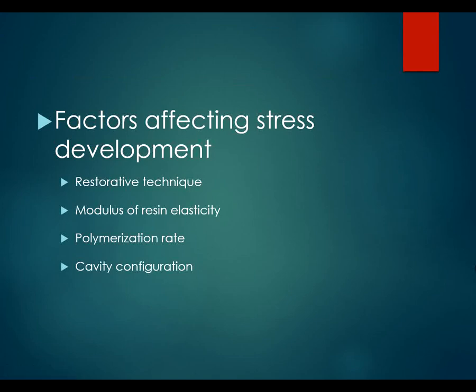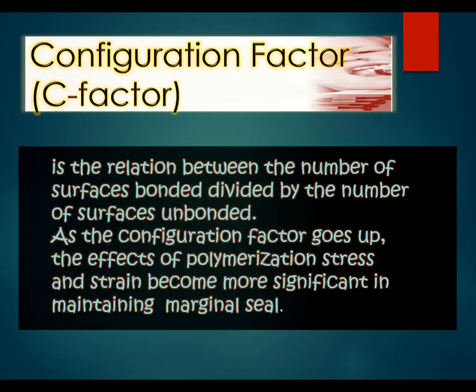What are the factors affecting stress development? Number 1 is the restorative technique, modulus of resin elasticity, polymerization rate, and cavity configuration factor. What is configuration factor? So what is C factor? C factor is the relation between the number of surfaces bonded divided by the number of surfaces unbonded. As the configuration factor goes up, the effects of the polymerization stress and strain become more significant in maintaining marginal seal.